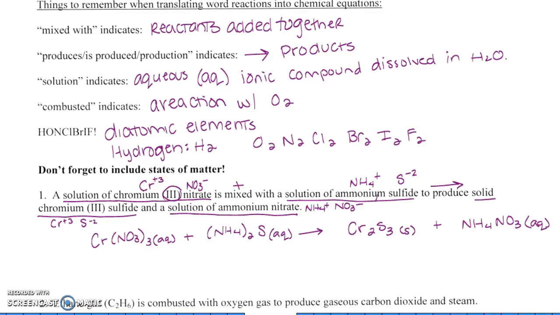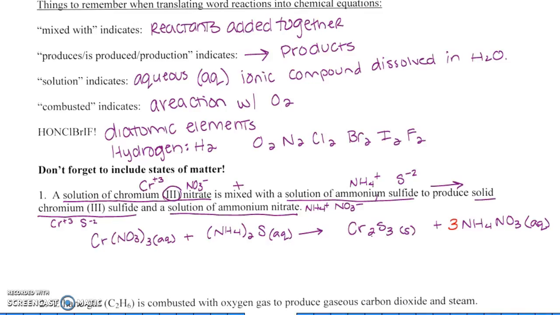That is our written formula, and now we need to go ahead and balance the equation. So I know that I have 3 nitrates on this side and 1 nitrate on this side. So I'm going to put a 3 here to balance out the NO3s. Now I notice that I have 3 NH4s and 2 NH4s. So that's not going to work, but I'm going to set that aside for now.